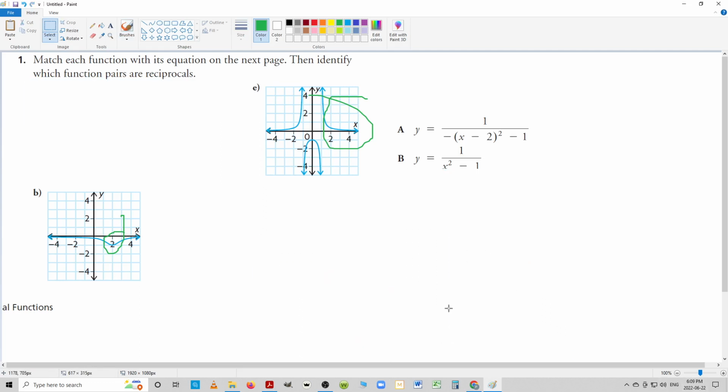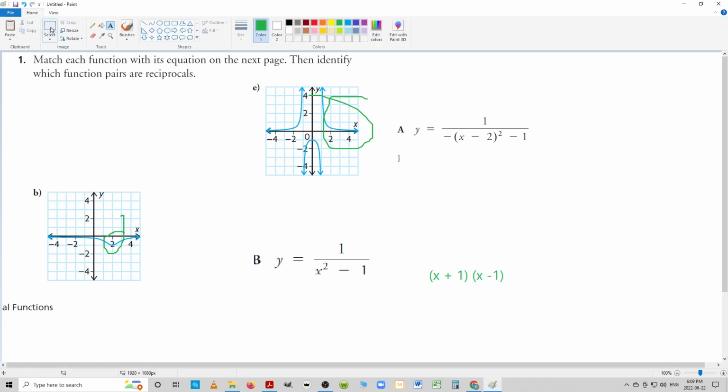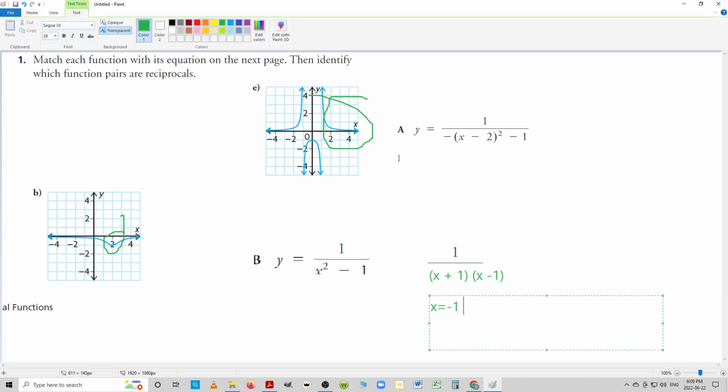Now, I can tell right away which one is which here, but I'm going to focus on this one. Can you factor the bottom one? Yes, you can. The denominator factors to x plus 1 and x minus 1. The numerator is still just 1 over that. So that means there's 2 vertical asymptotes in the bottom. The first one is x equal to minus 1. The second one is x equal to 1, because the roots are always the opposite of the factors.